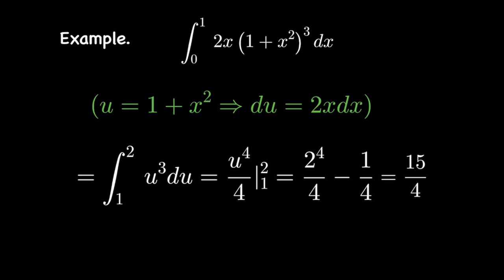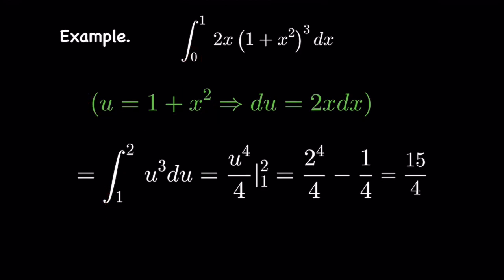Now the last step is to also update your lower and upper bound. These are the lower and upper bounds for x, not u. I need to compute the lower and upper bounds for u, and for that, you use this relationship between u and x. So the lower bound for x is 0. If you substitute x by 0 here, you will get u equals 1 plus 0 squared, which is 1. And that's how you get the lower bound for u.